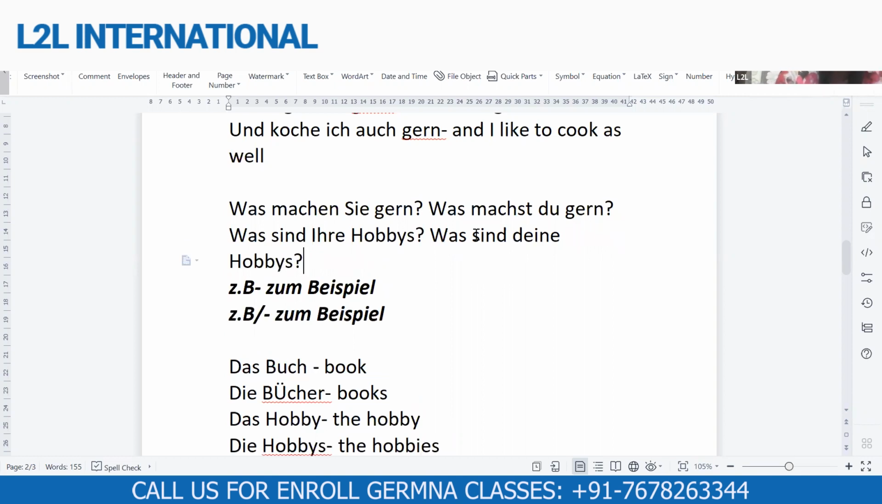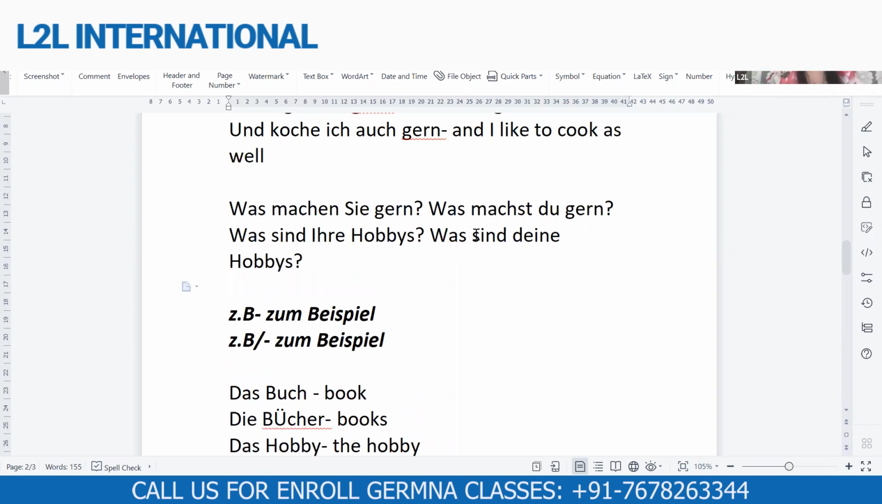Now again, why are there two questions? Anybody can let me know the difference between deine and Ihre? What can be the difference here? Ihre is for formal and deine is for informal. Very good. So if you want to ask somebody formally, you would say, was sind Ihre Hobbys? And if you'd like to ask somebody informally, you can say, was sind deine Hobbys? Now, this is one of the ways of asking regarding hobbies.